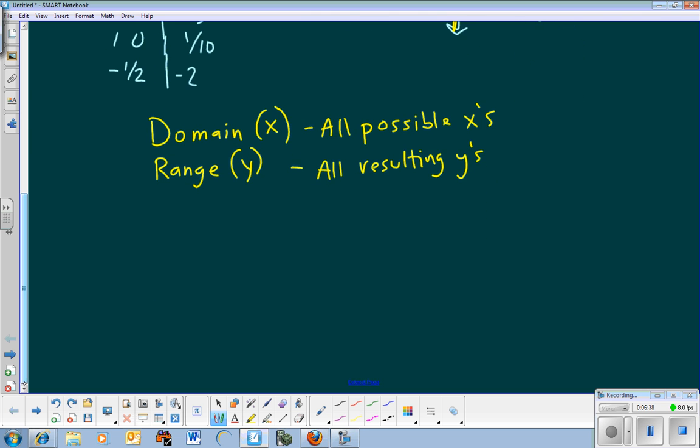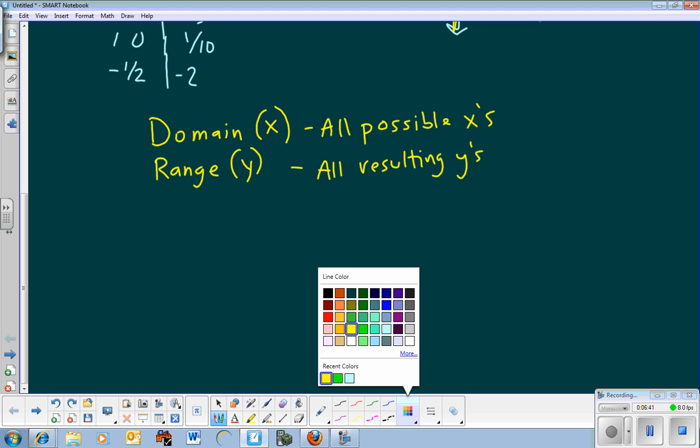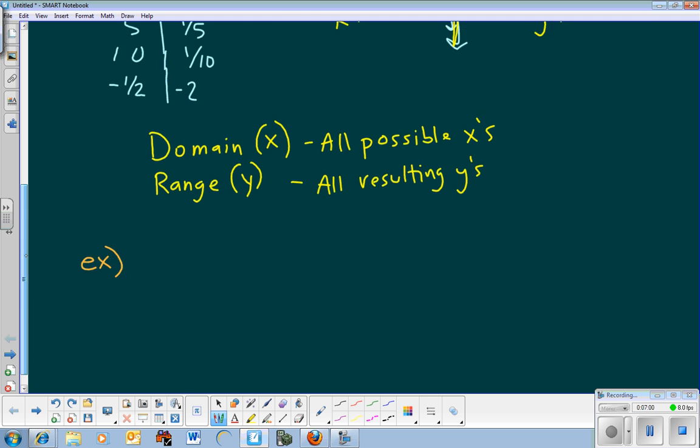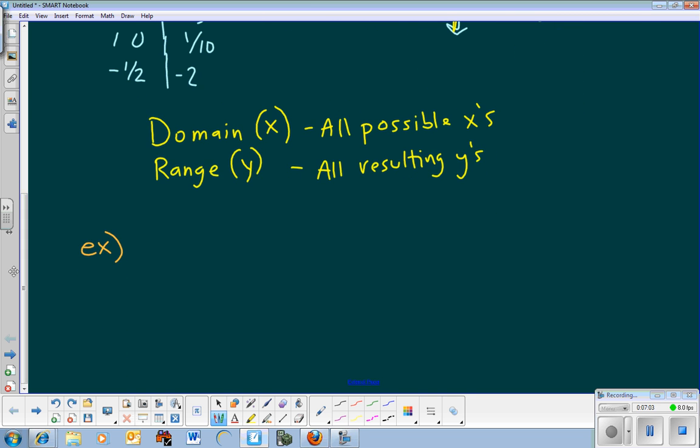Now, sometimes they might make up the domain for you. We assume that the domain is all real numbers, but some of the graphing they ask us to do is domain restricted. They'll just give you a couple numbers to plug in, or they'll say it's only these digits, or they say it's only positive numbers. So let's try a little variety here. What if your function is y equals x squared plus 1, and your domain is negative numbers?